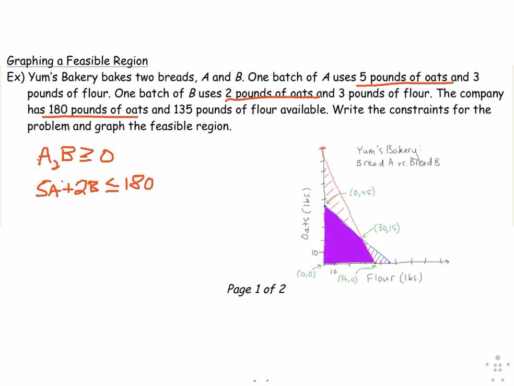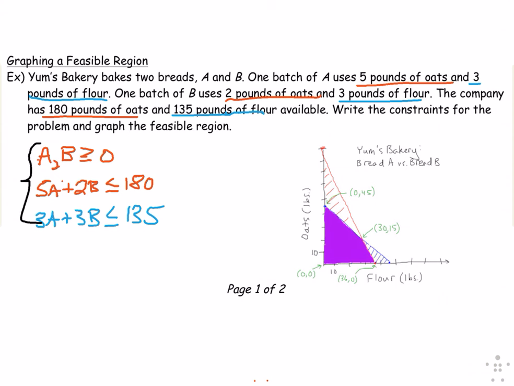Scouring the rest of the problem, we see that another theme is pounds of flour. So we have 3 pounds of flour from batch A, 3 pounds of flour from batch B. And how much do we have on stock? In stock, 135 pounds of flour. So that is our system of constraints, which I pull together using a brace because it's all together.